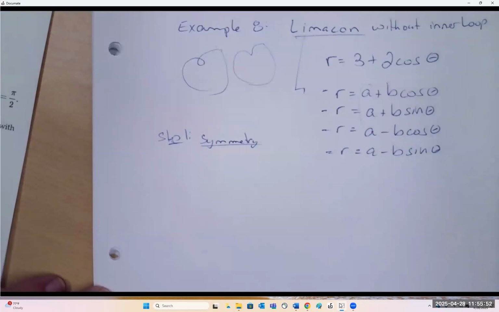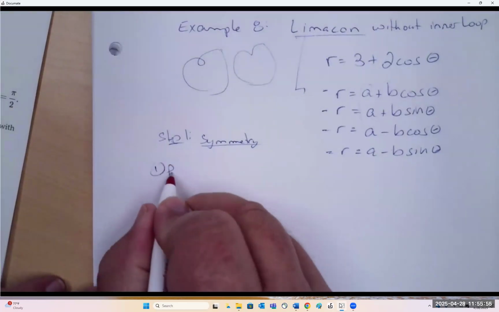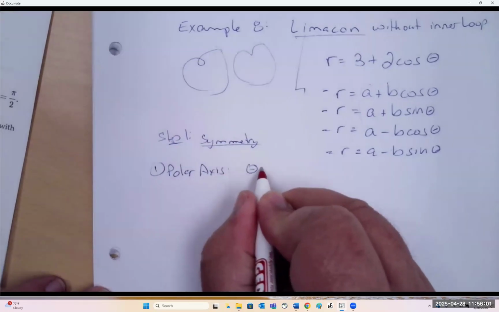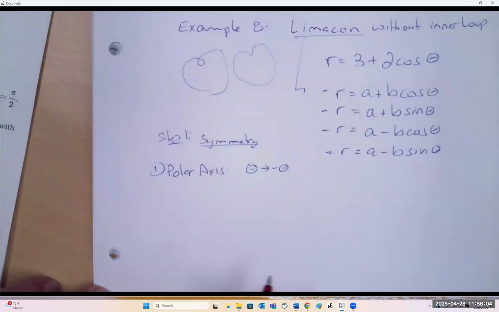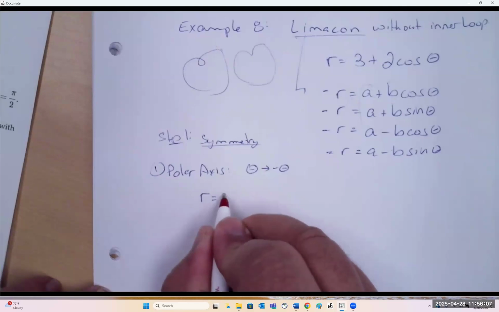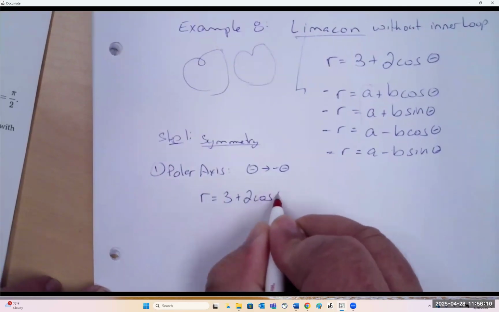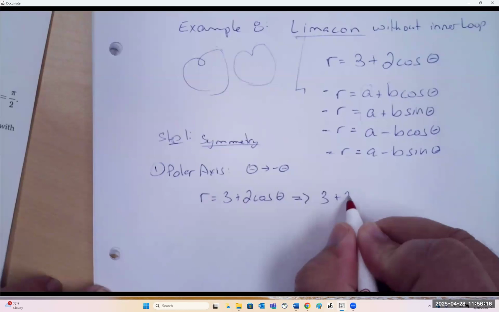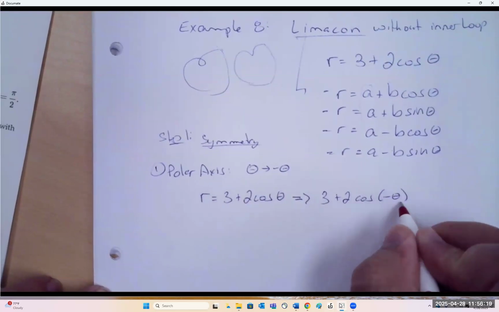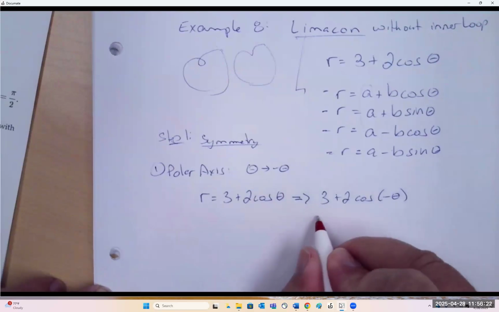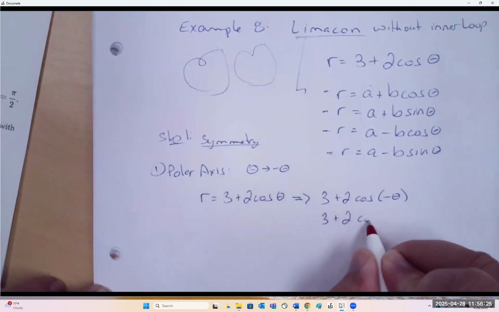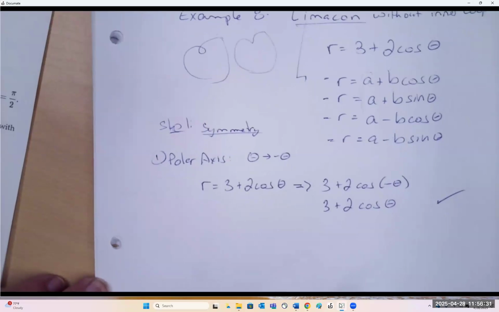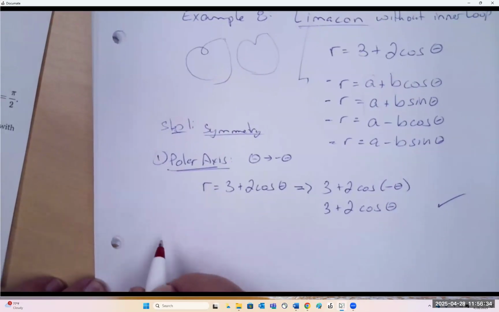So the first, the polar axis, let's look at that. So we replace theta: 3 plus 2 cosine theta, I replace it with 2 cosine negative theta. Since cosine is an even function, it doesn't change it, so it passes the polar axis test.